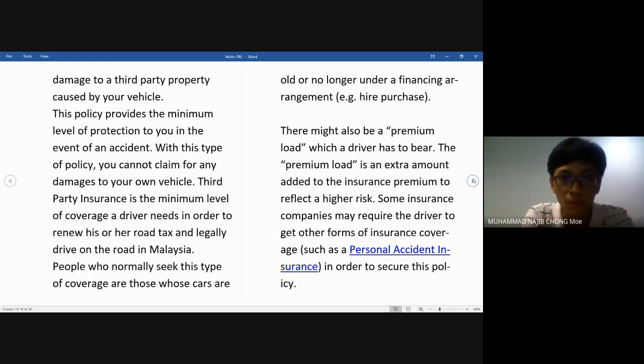There might also be a premium load which a driver has to bear. The premium load is an extra amount added to the insurance premium to reflect a higher risk. Some insurance companies may require the driver to get other forms of insurance coverage, such as personal accident insurance, in order to secure this policy.